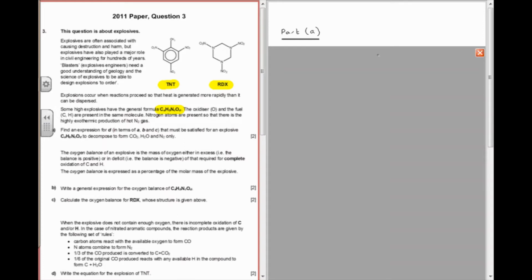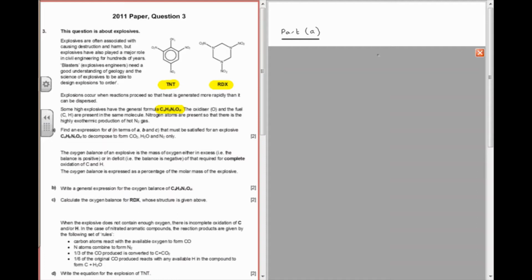It states that some high explosives have a general formula of CaHbNcOd. The key thing is that for an explosive to work, the oxidizer, which is the oxygen atoms, and the fuel, which is the carbon and the hydrogen atoms, are all present in the same molecule. The nitrogen atoms are present in explosives, so that there is the highly exothermic production of hot nitrogen gas.